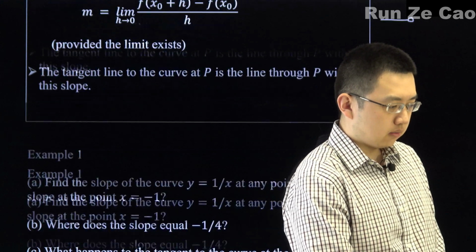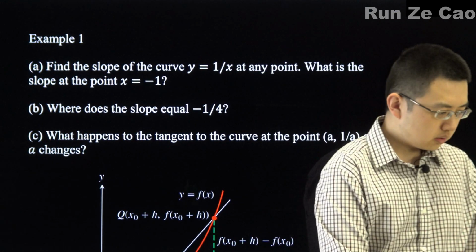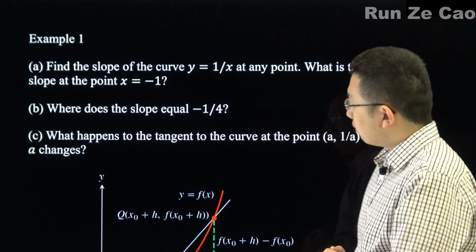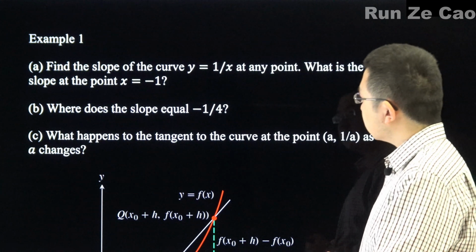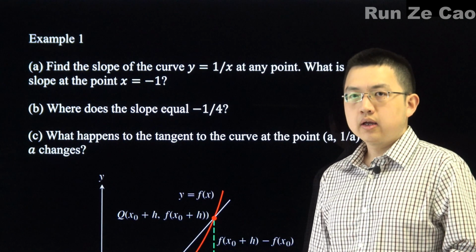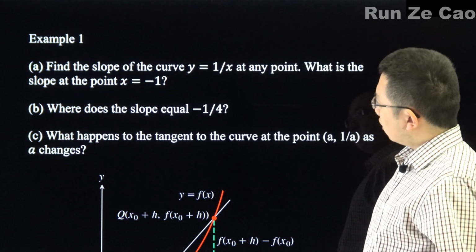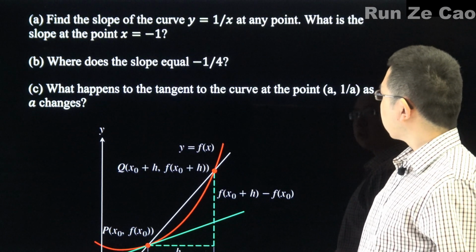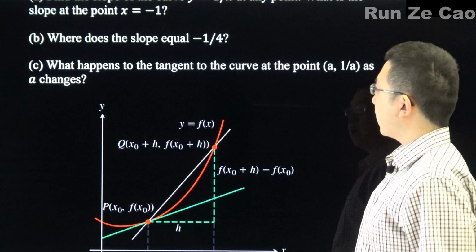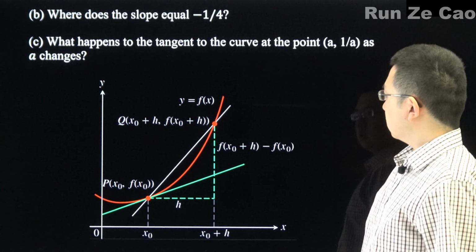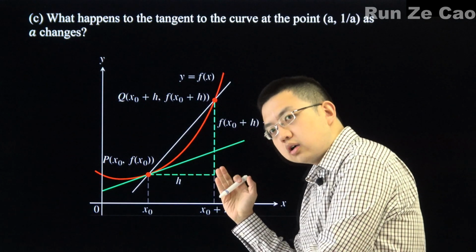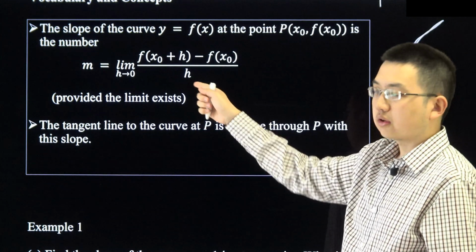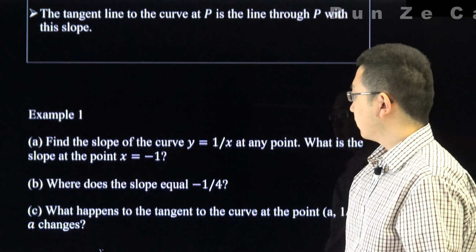Now example 1. Find the slope of the curve y equals 1 over x at any point. What is the slope at the point x equals negative 1? Where does the slope equal negative 1 over 4? And what happens to the tangent to the curve at the point a, 1 over a, as a changes? Why is this here? Well, we said earlier that the formula is this.